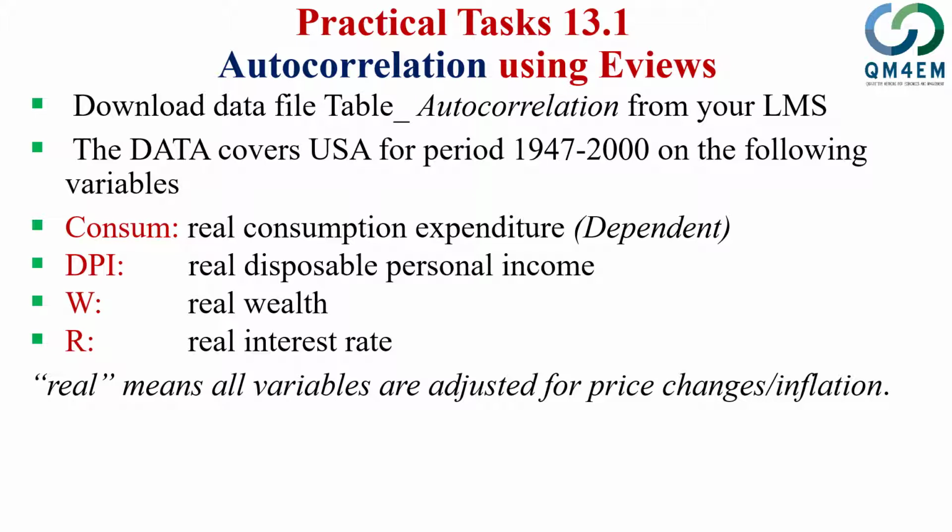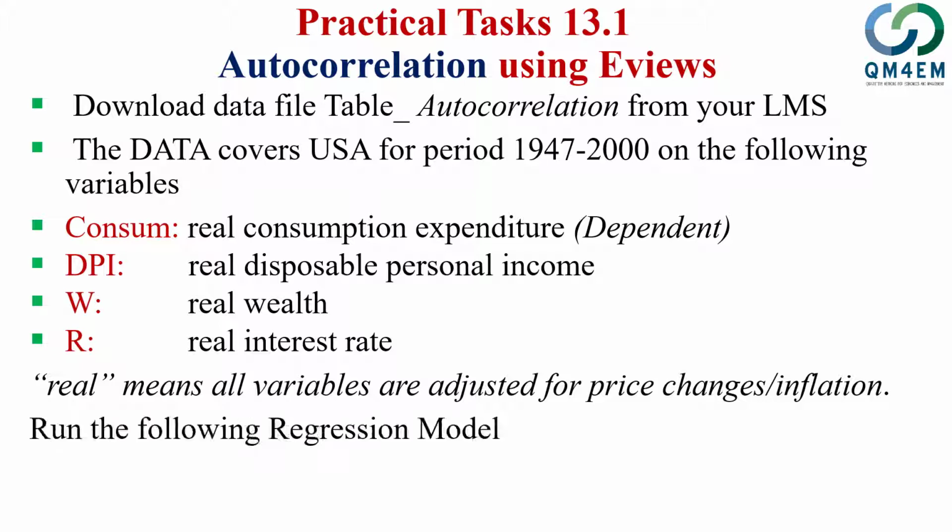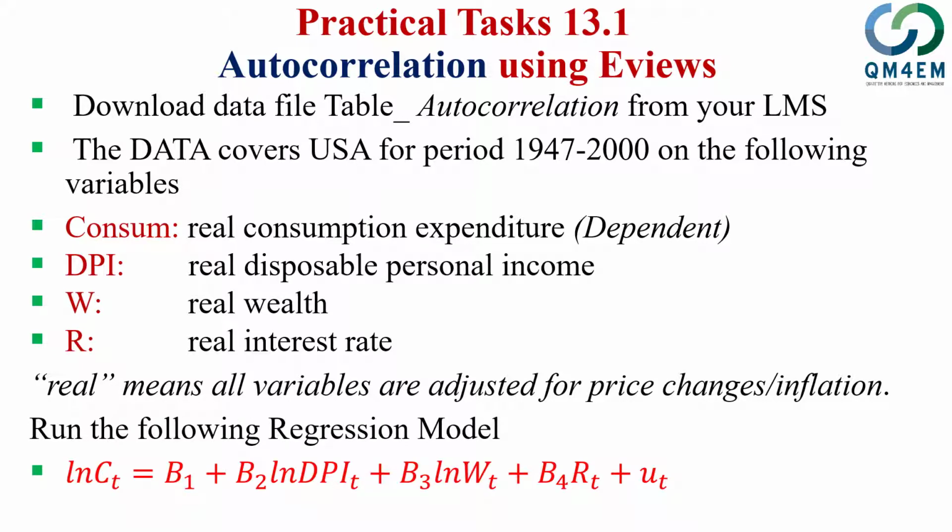So we have to run a model in which consumption is being modeled as a function of real disposable personal income, the real wealth, and the real interest rate, and we have to run this model in double log form. In very simple words, we are modeling that consumption of today, that's the consumption in period T, is a function of the real disposable income in period T, the very same period, and then the real wealth again in the same period, and then the real interest rate again in the same period, and with the standard error term.